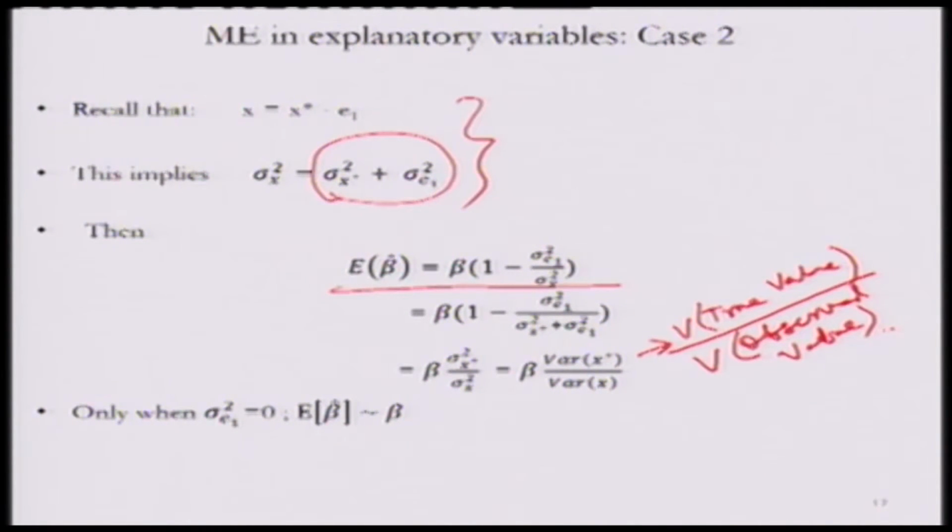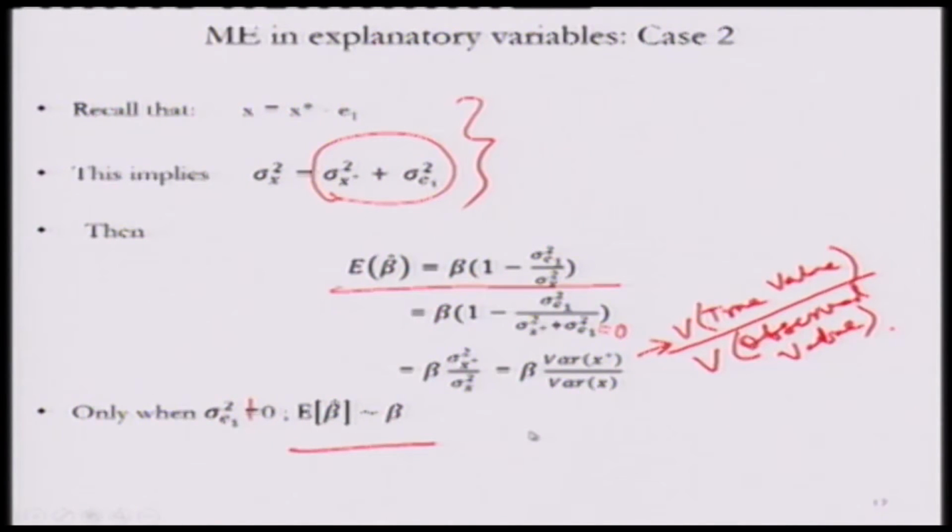Okay. Now, of course, the special case or the more trivial case, let us say, is that the variance of the measurement error is equal to 0. Note that in this very special case, where the variance of the measurement error is equal to 0, the expectation of beta hat is basically tending to beta, and you do not have any bias. But of course that is a trivial case. We are interested in the case where this is not equal to 0 and there is indeed a measurement error.